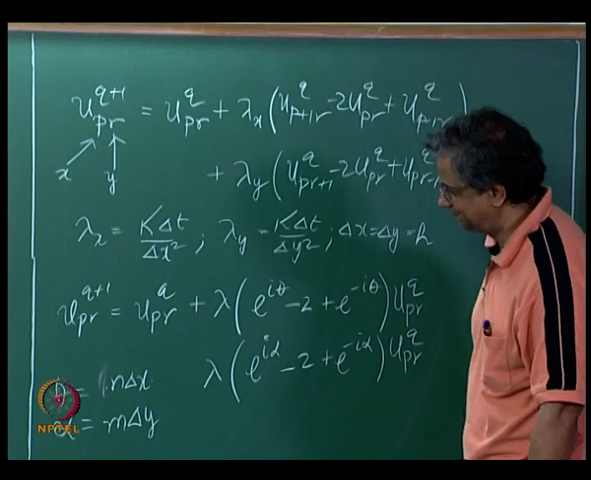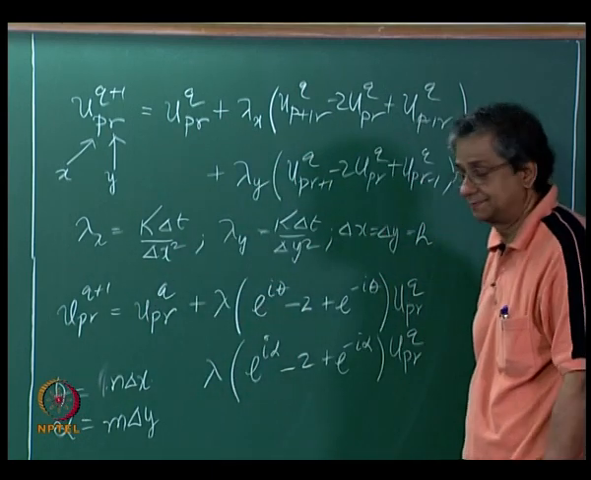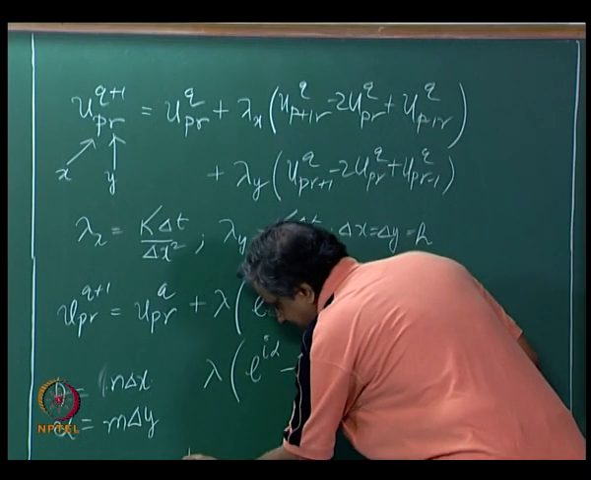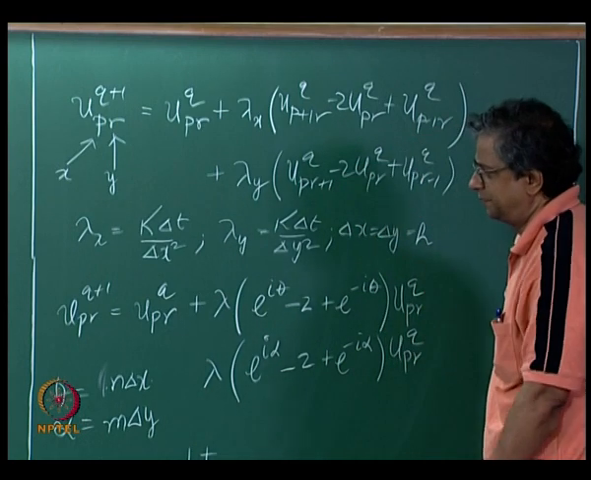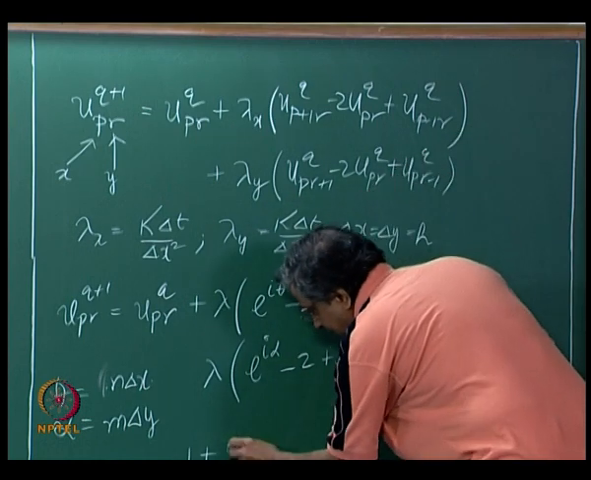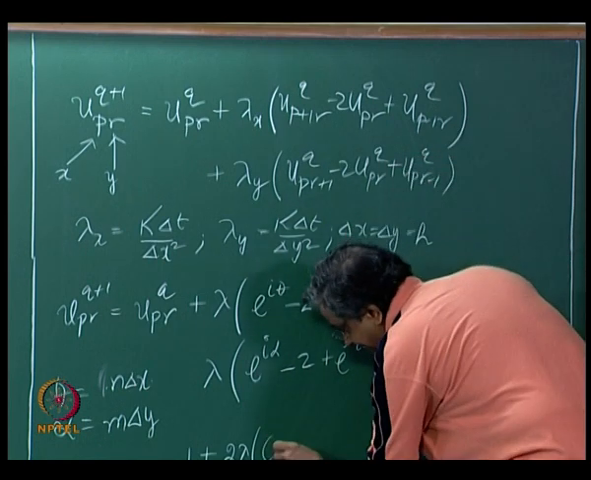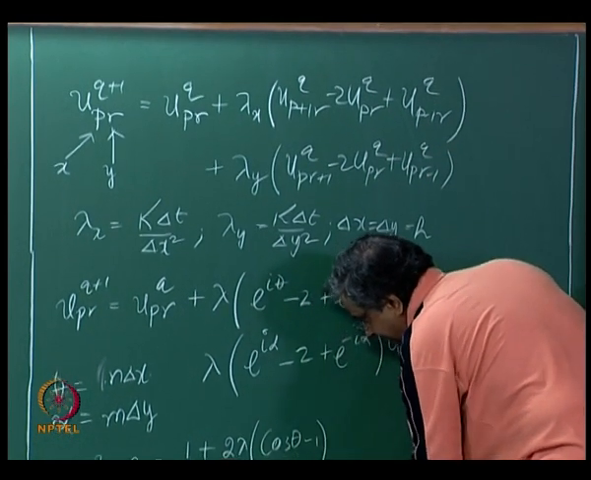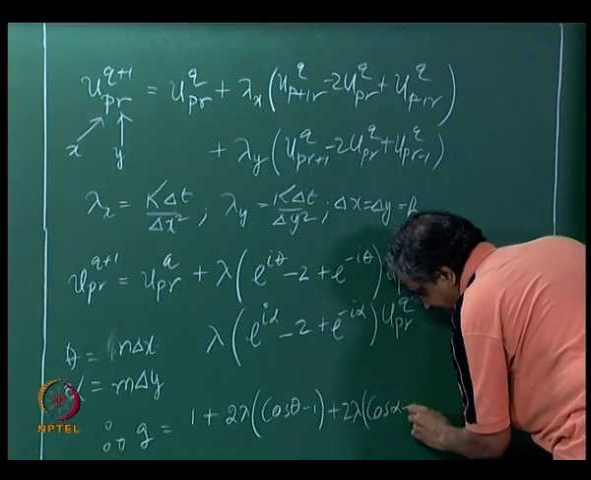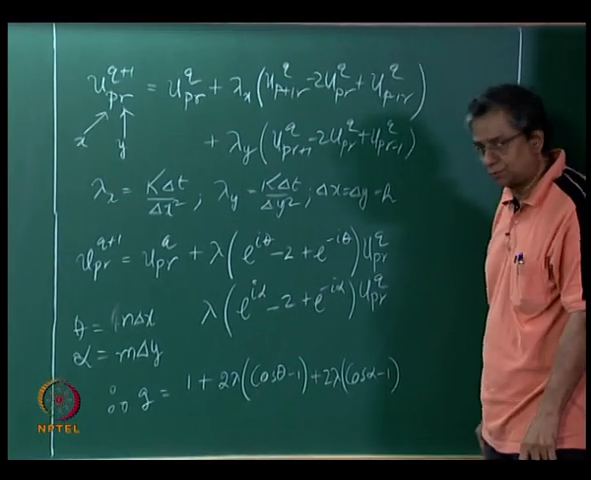So what does it give me? Therefore, the gain when you take one time step, what is the gain? It is going to be very similar to what we had earlier: 1 plus 2 lambda times cos theta minus 1, plus 2 lambda times cos alpha minus 1. Okay. And when is mod g less than 1?